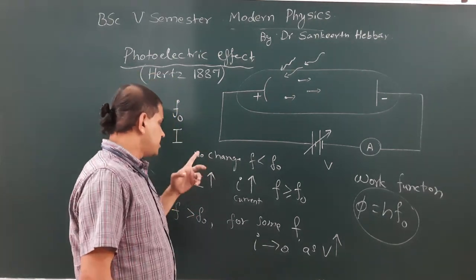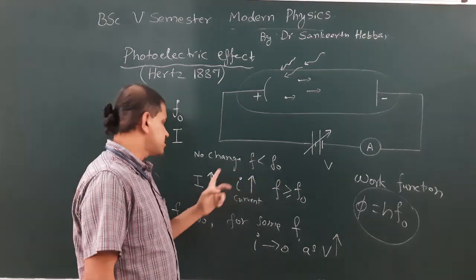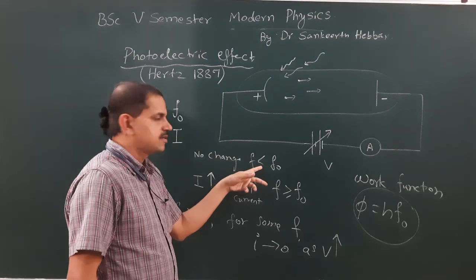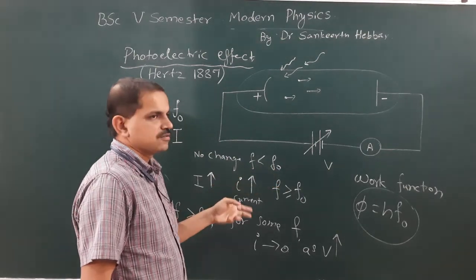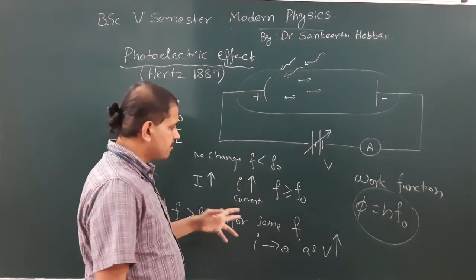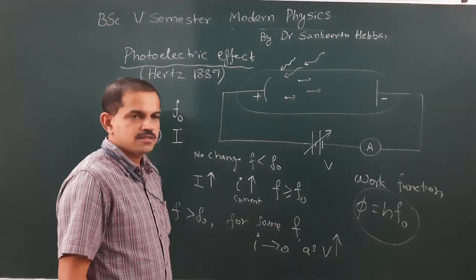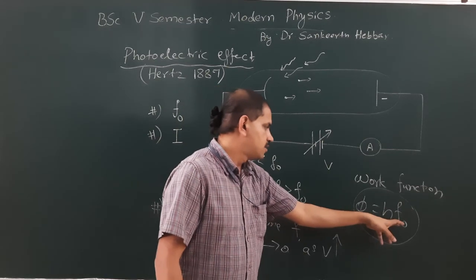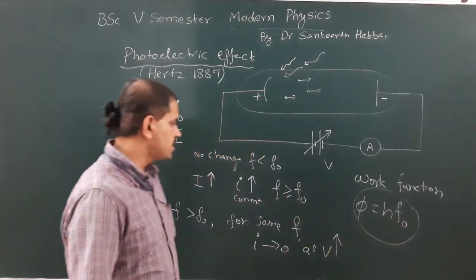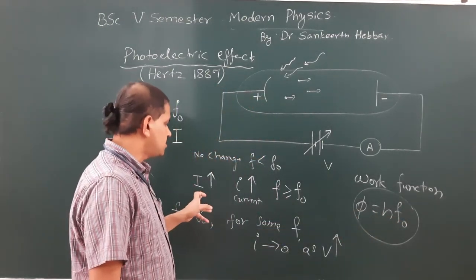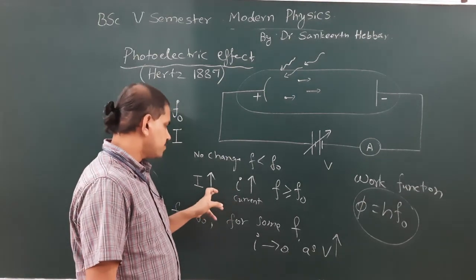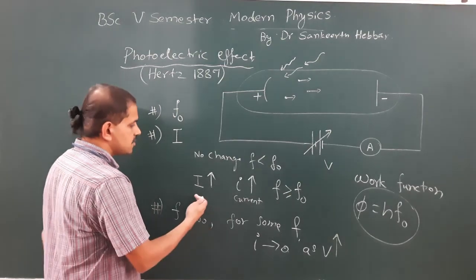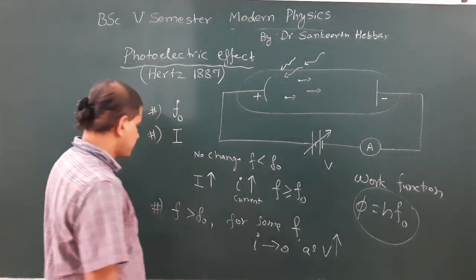That is what I have written here: no change as long as intensity is increased below f naught. However, if f is equal to f naught, the critical frequency observed initially, which is nothing but hf naught equal to phi, then as the intensity increases, it results in increased current. So if you increase the intensity, current will increase.